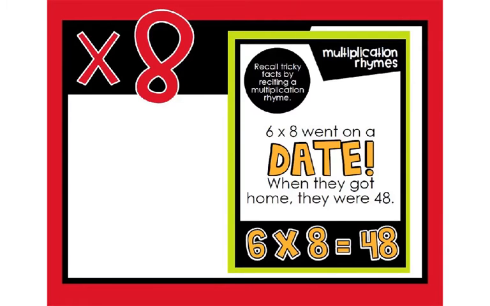Here's another rhyme. 6 times 8 went on a date. When they got home, they were 48. 6 times 8 went on a date. When they got home, they were 48.